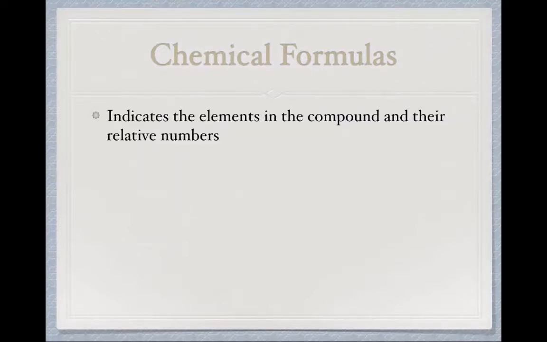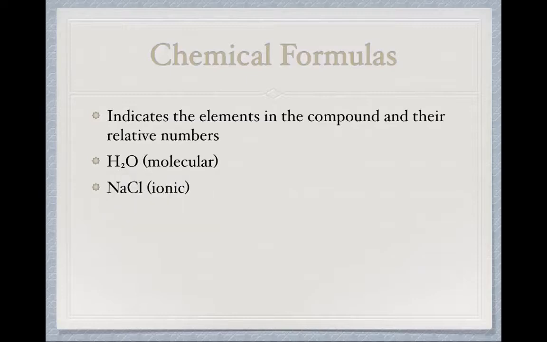When we're looking at chemical formulas, all we're doing is indicating the elements in the compound and the relative numbers. So we can look at something like H2O, which is molecular, and this tells me I have 2 hydrogens and 1 oxygen atom there. Notice that we don't write a 1 down here next to the oxygen. That's understood if we just have the oxygen there.